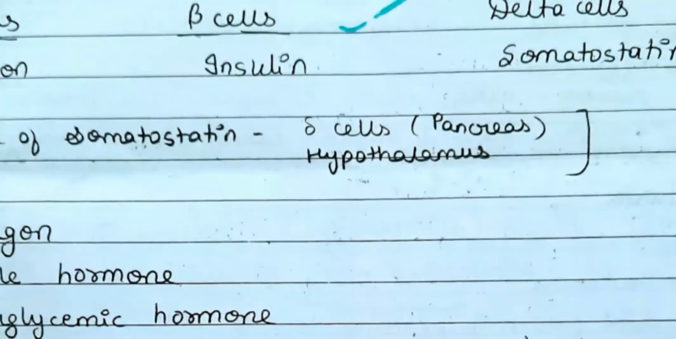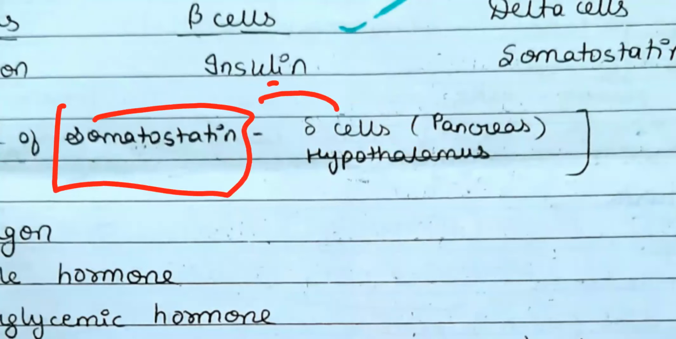Last but not the least, the delta cells, which secrete a hormone similar to hypothalamus. Name is somatostatin. Body में दो source है जो somatostatin को secrete करता है. एक delta cells in pancreas and second is hypothalamus. दोनों का एक ही, the source of somatostatin, both are having same secretion, that is the somatostatin. So a common feature inka, somatostatin is a growth inhibitor.